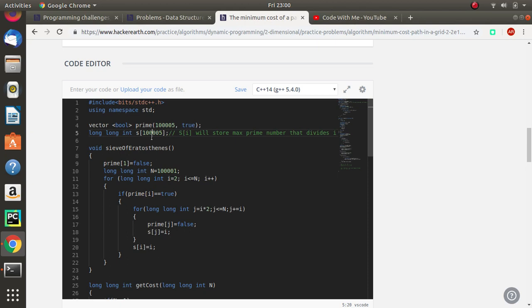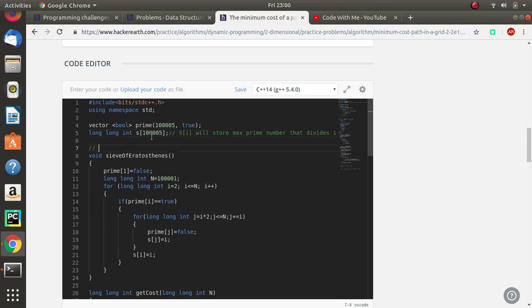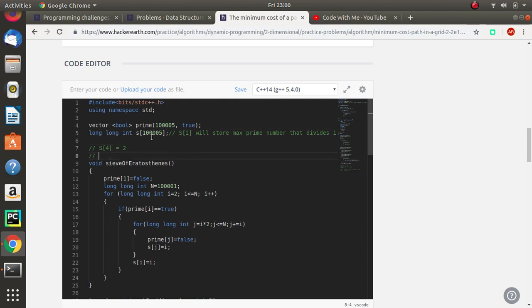So for example, s of 4 will be 2, because the maximum prime that divides 4 is 2. For s of 15, it will be 5, because the maximum prime that divides 15 is 5.